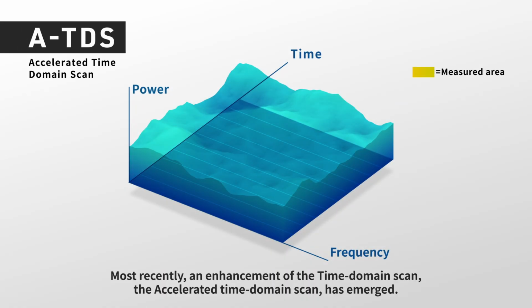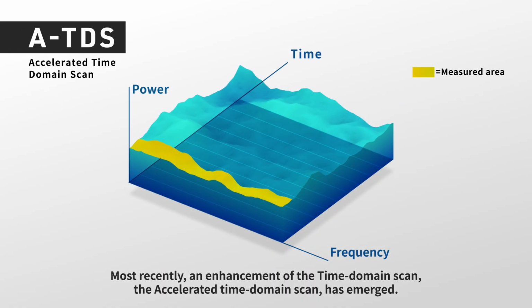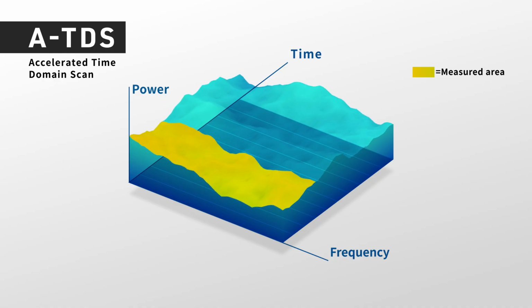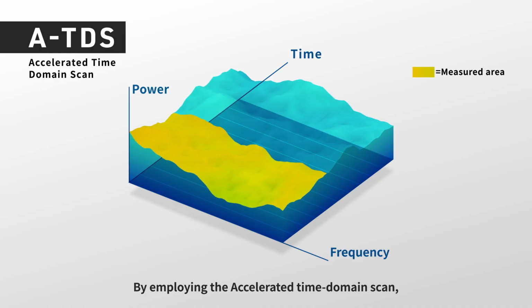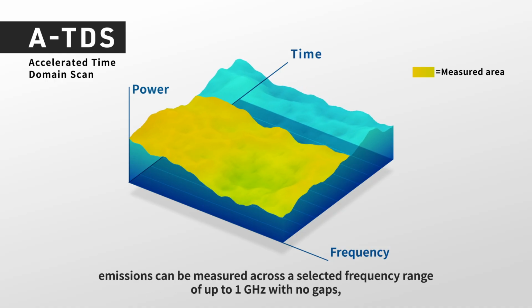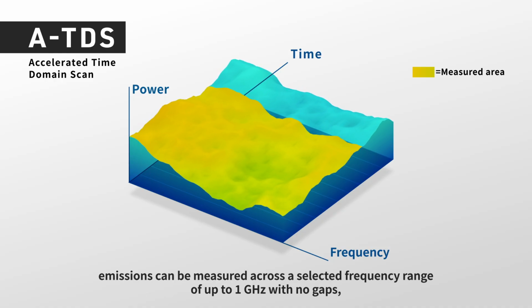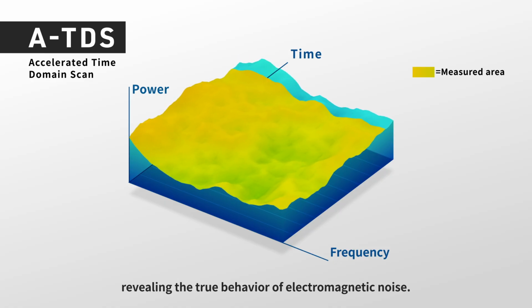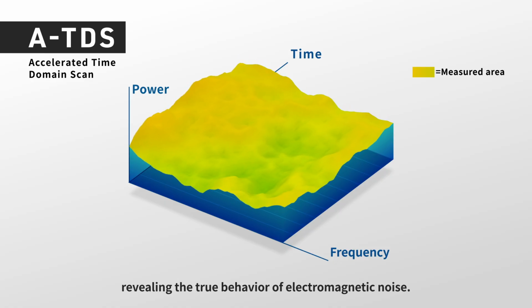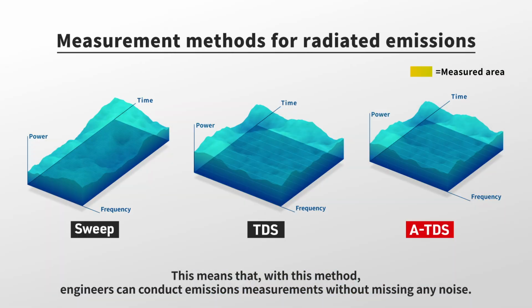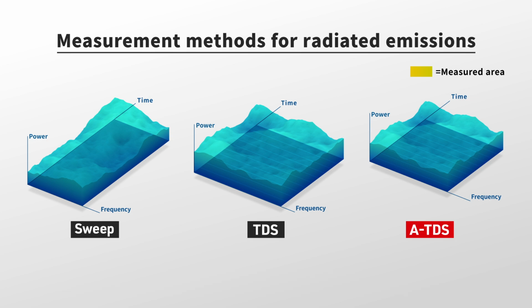Most recently, an enhancement of the time domain scan, the accelerated time domain scan, has emerged. By employing the accelerated time domain scan, emissions can be measured across a selected frequency range of up to 1 GHz with no gaps, revealing the true behavior of electromagnetic noise. This means that, with this method, engineers can conduct emissions measurements without missing any noise.